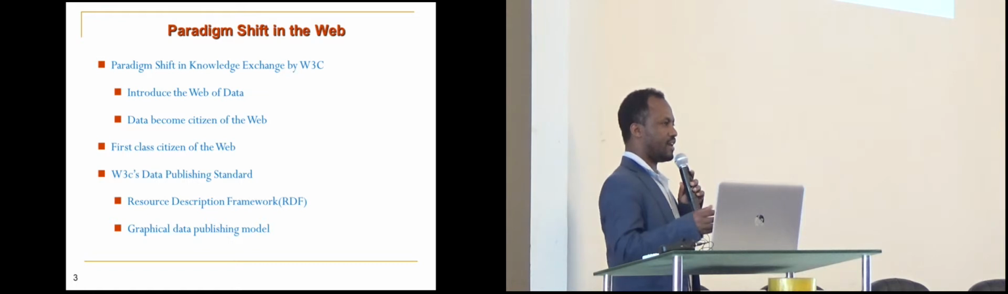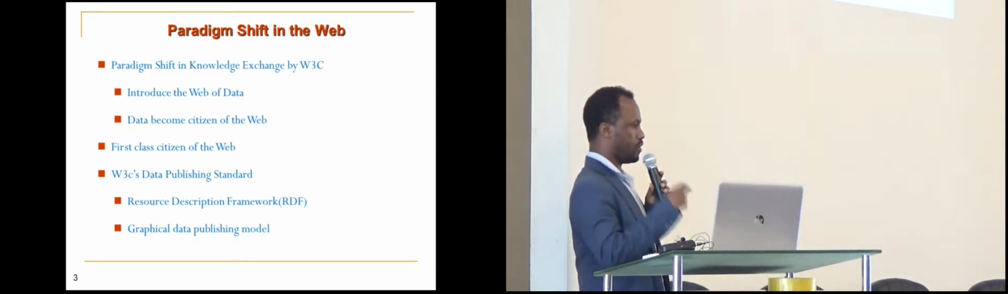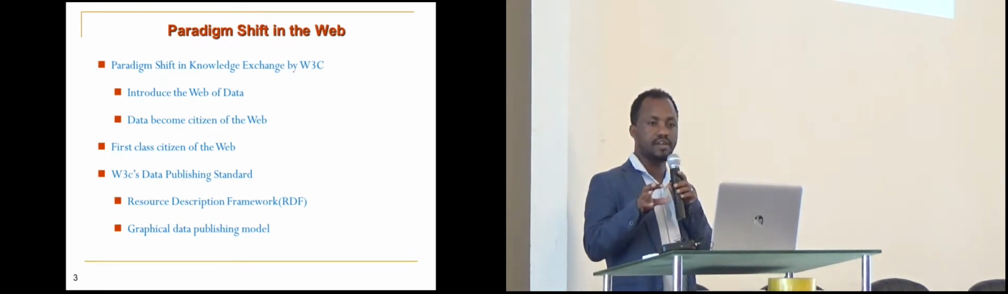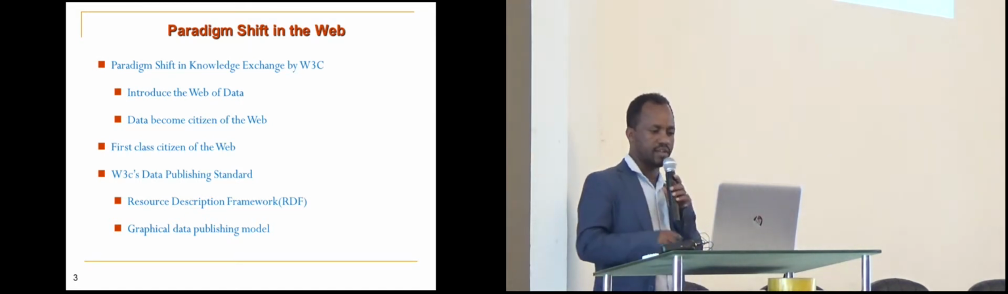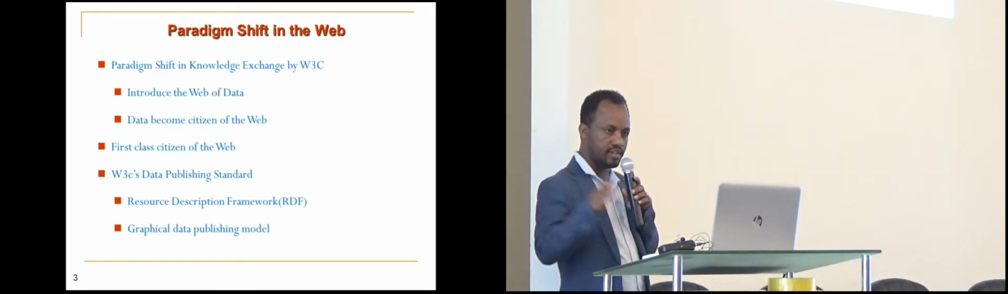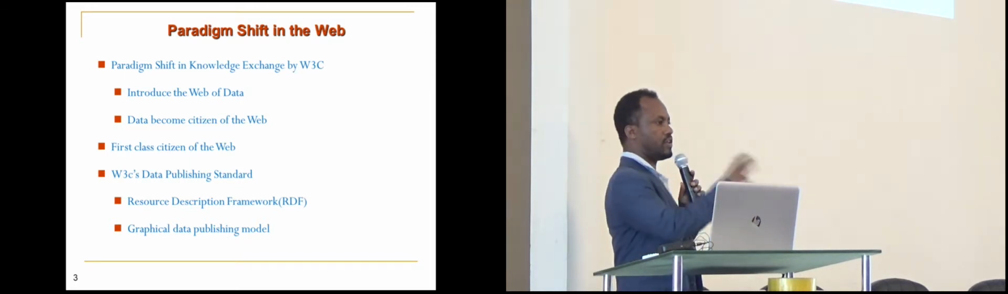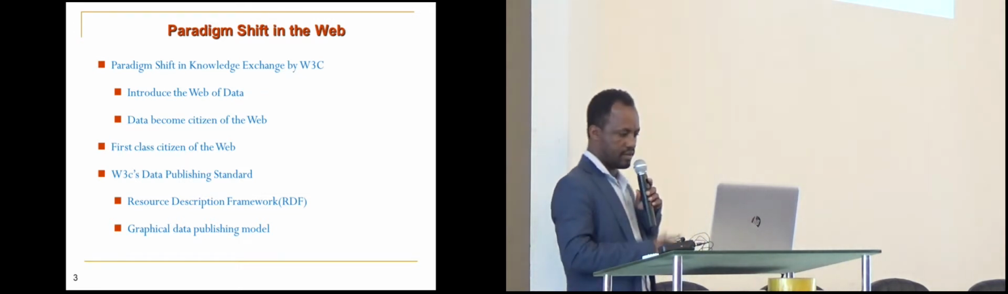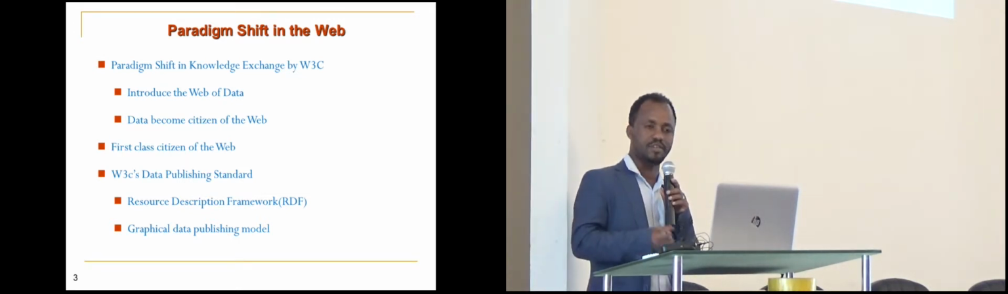In 2001, when the semantic web was introduced, the W3C made a standard shift. That shift encouraged people to publish data rather than documents. So after 2001, data became a citizen of the web. But after that, in 2006, data became the first class citizen of the web, because W3C encouraged people to publish data rather than structured documents. There was a change from publishing documents to data, and later a shift to publishing data only. So data became first class citizen of the web.